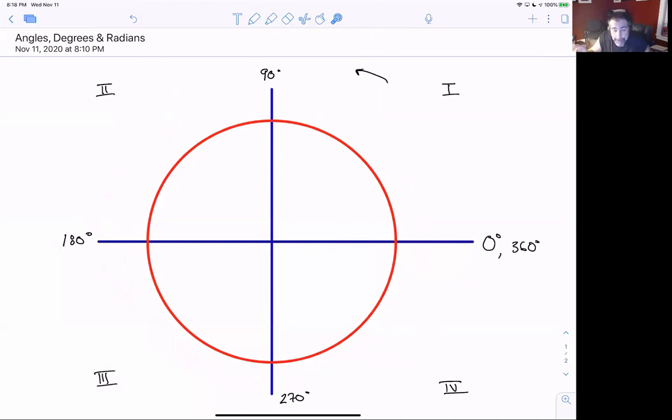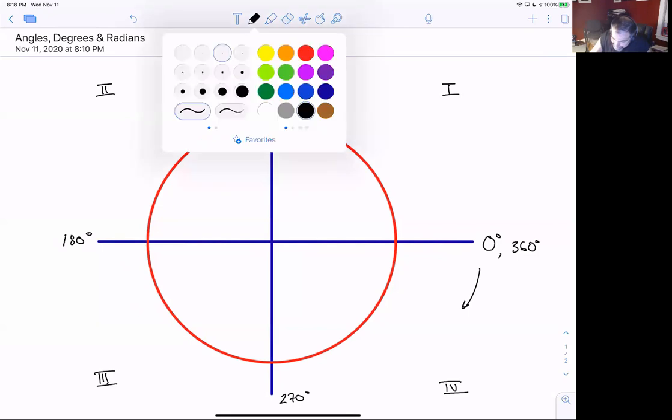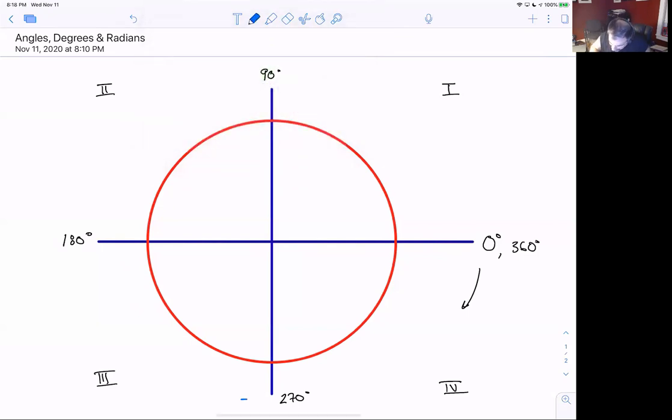Now, I'm going to throw this out at you right away. Rotating counterclockwise is a positive orientation. If we rotate in the clockwise direction, we're going to rotate this way. That's actually going in a negative direction. So if we were to label this going in that direction, this location would be negative 90 degrees. This location over here would be negative 180 degrees. Up here, we would get negative 270 degrees. And all the way around could be considered negative 360 degrees.